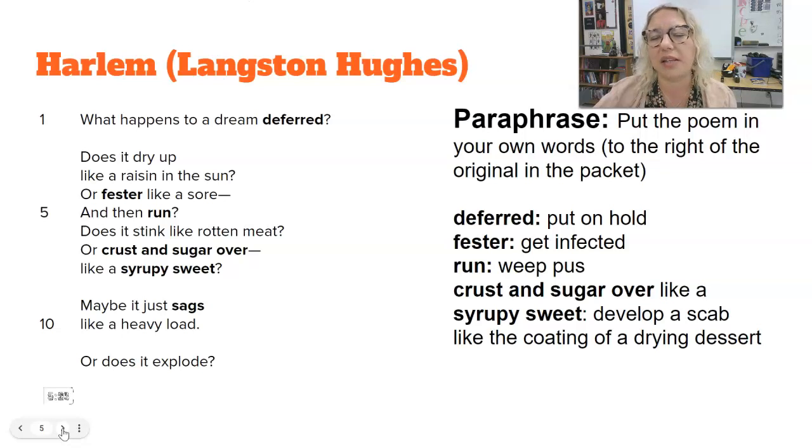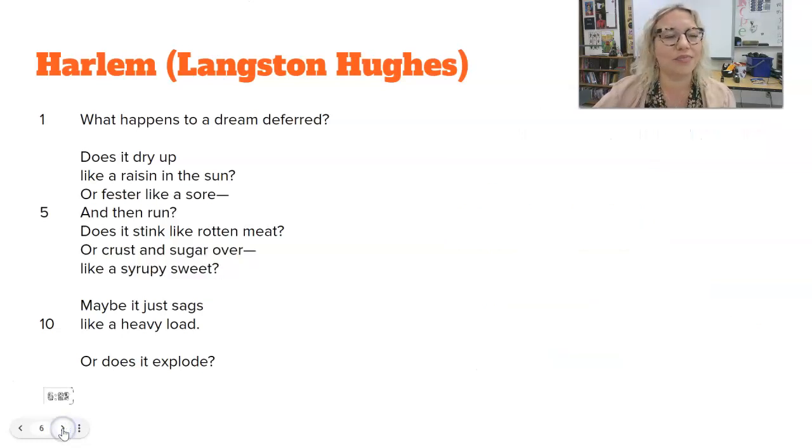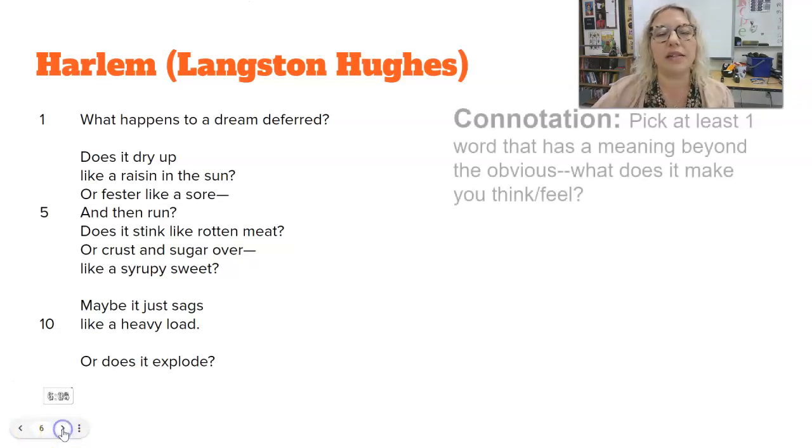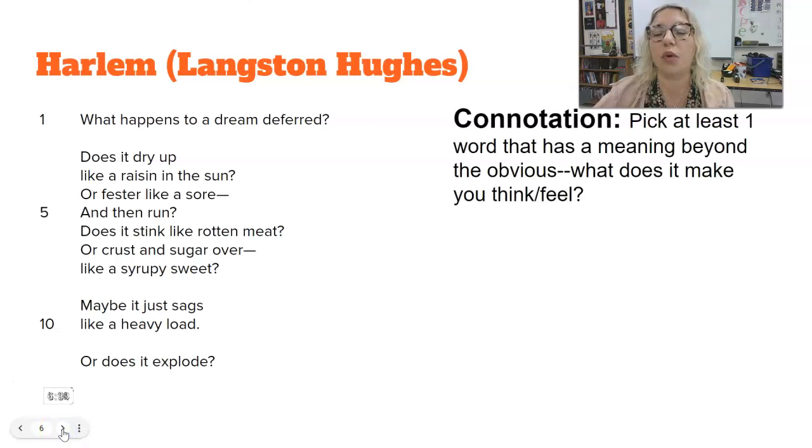You're going to do it to the right of the poem in your packet. It starts on one page and then it goes on to the next. Oh, one more. Sags, meaning falls. After you've paraphrased it, the next step is to pick at least one word that has a meaning beyond the obvious. And what does it make you think or feel?